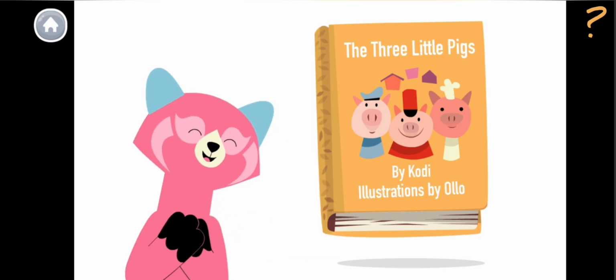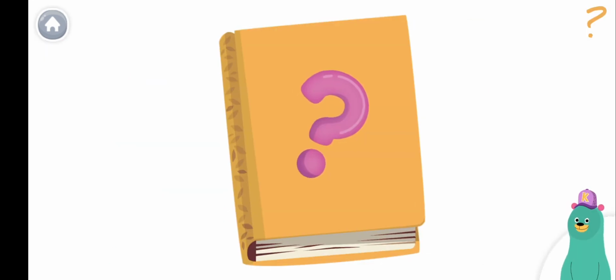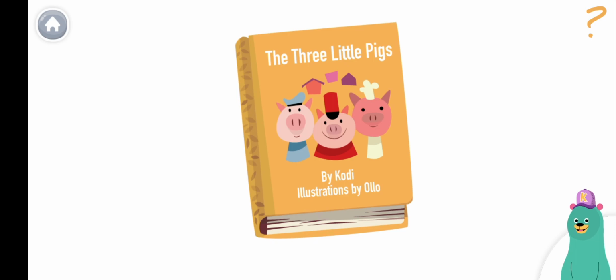Let's start reading. Let's talk about books. Do you have a favorite book? This is one of my favorite books. The pictures on the cover tell us about the story. What do you see on the cover? I see 3 pigs. The title of this book is The 3 Little Pigs.